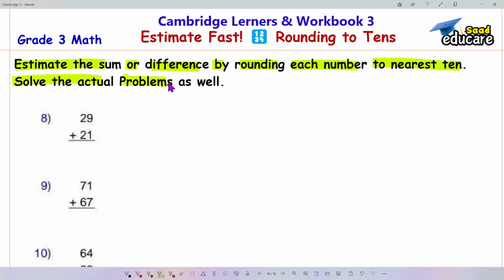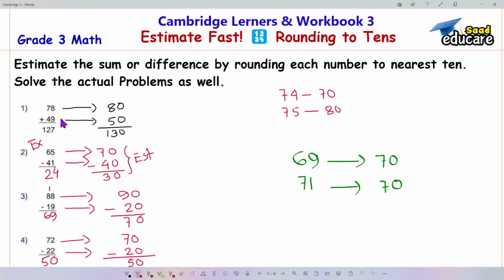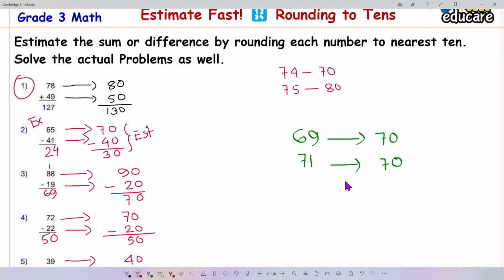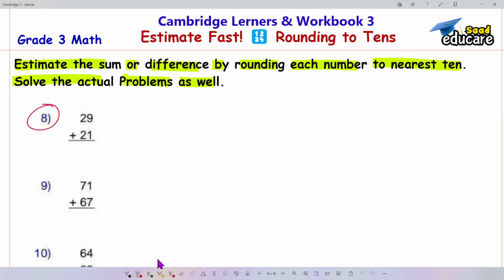the actual problem as well. This video I am starting from number 8. Last video we have solved 1 to 7. Let's start. Here is 29, which nearest 10 is 30. 21 nearest 10, 20. So estimate sum 50.